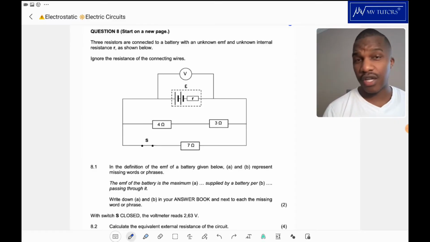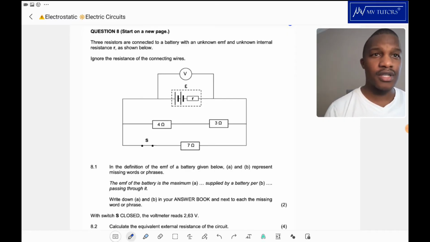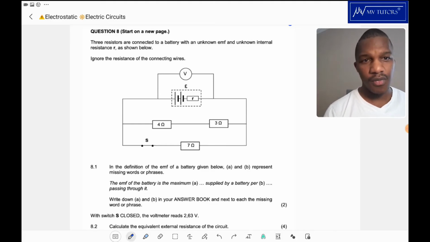They're also not giving us what the EMF is. So let's see what kind of questions they want. Ignore the resistance of the connecting wires. All right.